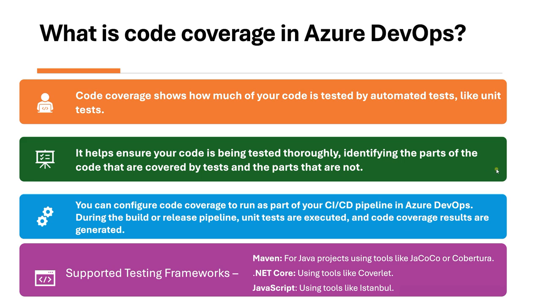Now let's see what code coverage is. Code coverage basically shows how much of your code is tested by automated testing, like unit tests. There are many tests which you can create. In this particular video I'm going to show a Java application, so for a Java application I need JUnit. Your application should have those tests already written, then only it can analyze your code and provide you the details. It helps ensure your code is being tested thoroughly, identifying the parts of code that are covered by tests and the parts that are not covered.